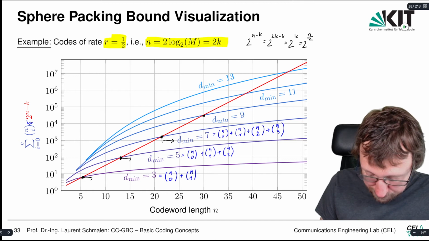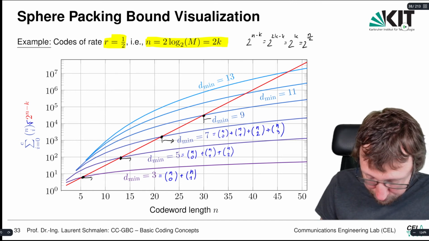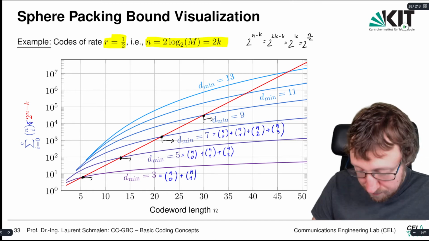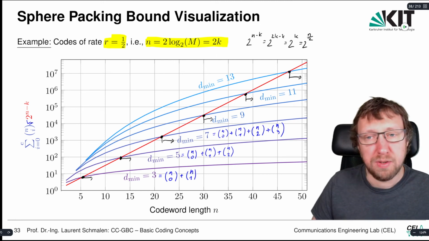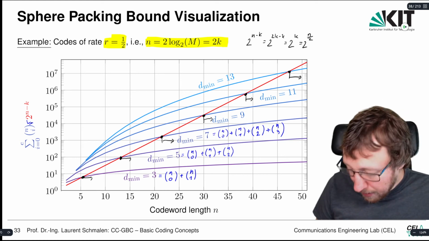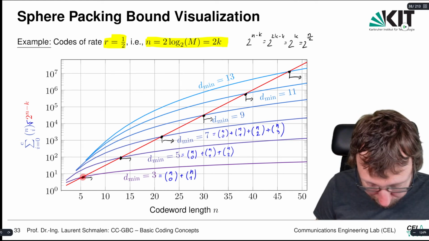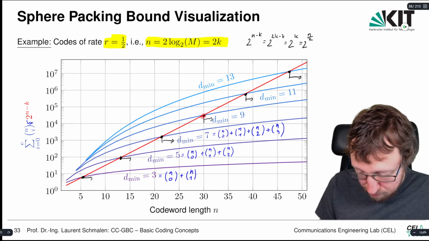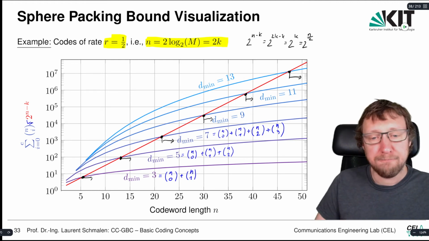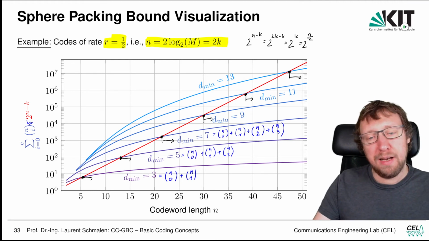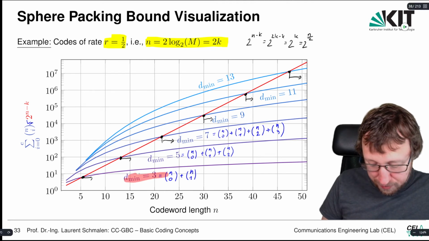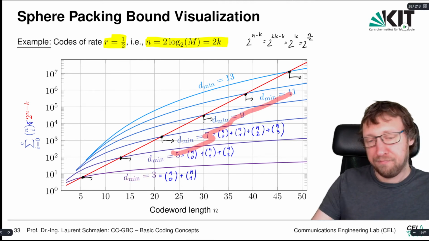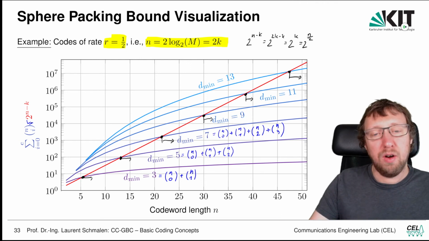For minimum distance of 9, n should be larger than 30. And we can see how it grows. So now we can take those points that we calculated here, and we can plot those points. And that's what we get on the next graph. So we can plot those points as a function of the minimum distance. And that's what we get on the next slide.